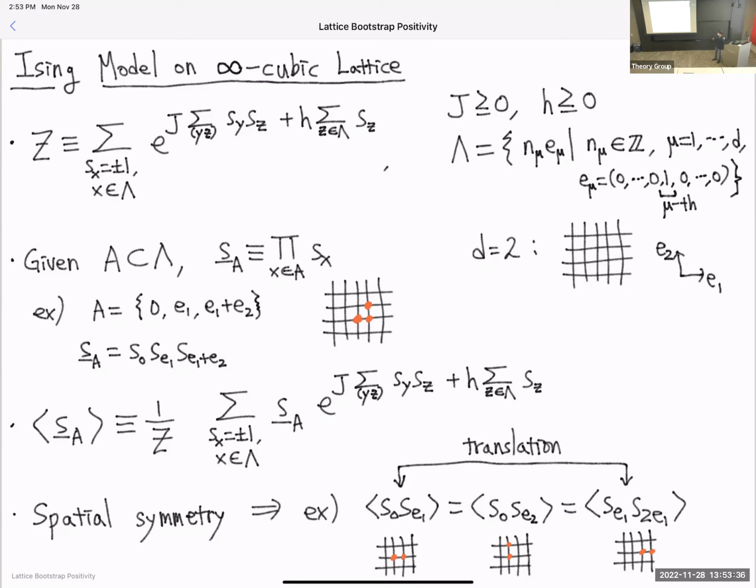By the way, because I'm on the infinite cubic lattice, in addition to the rotation and dihedral group symmetry, we also have translation symmetry. And when we say we have a symmetry, it means that spin configurations related by symmetries realize the same expectation value. So here we have s origin and s e1. If we rotate it, we have s origin and s e2. Those have the same correlator value. If we translate this here like this, they are also the same. So I'm going to always assume this, meaning that I'm, for example, not considering a finite lattice with some Neumann or Dirichlet boundary.